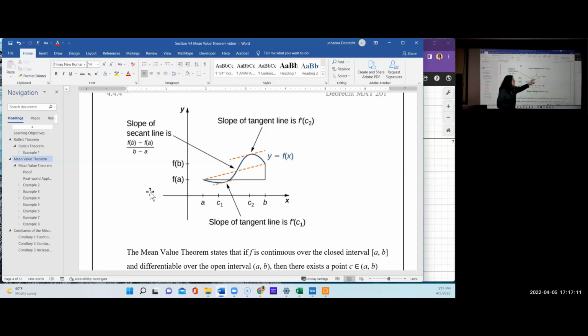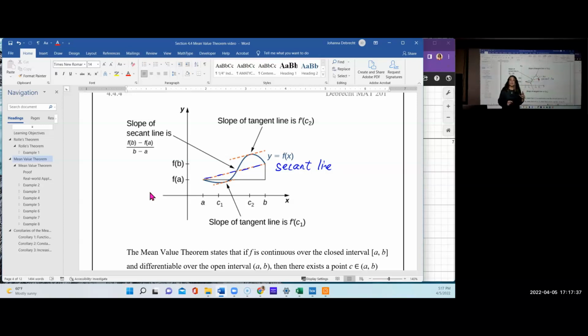If you connect the two endpoints with a line, we would call this the secant line. So the secant line is this line right here, which I'm going to overcolor in a dashed blue line. So this is our secant line connecting the two endpoints of the interval.